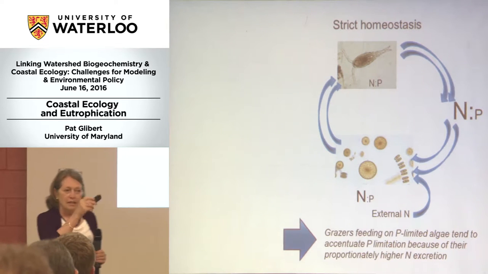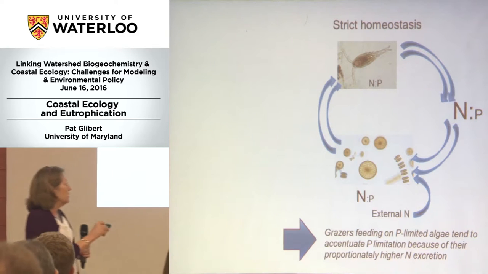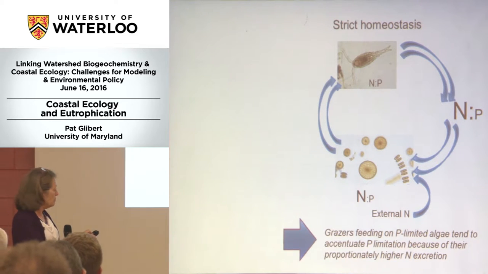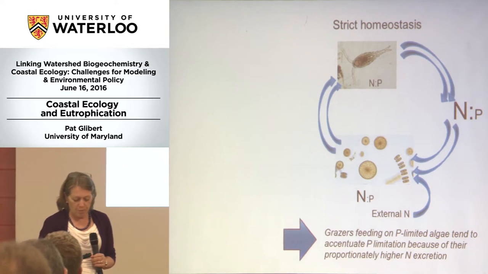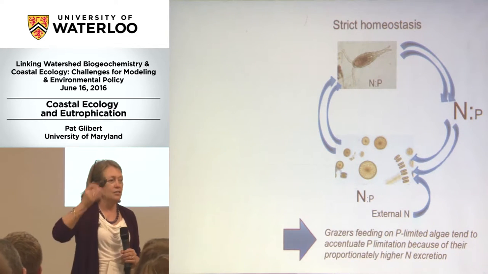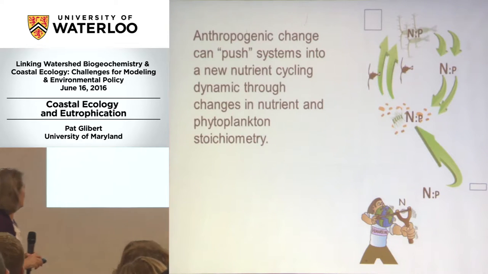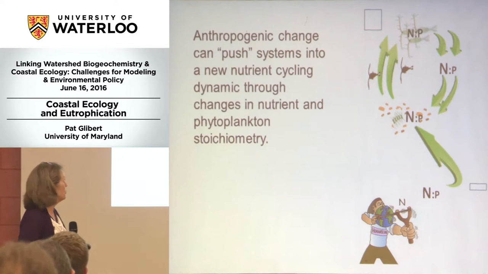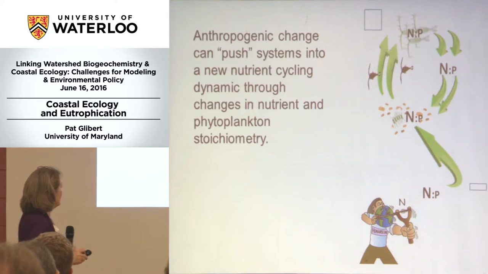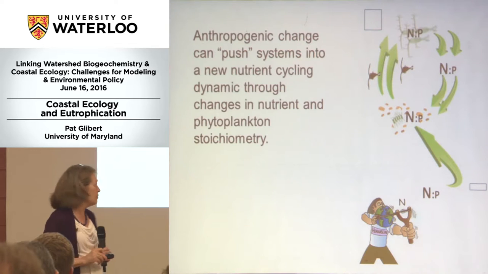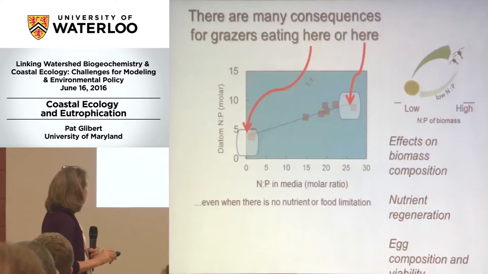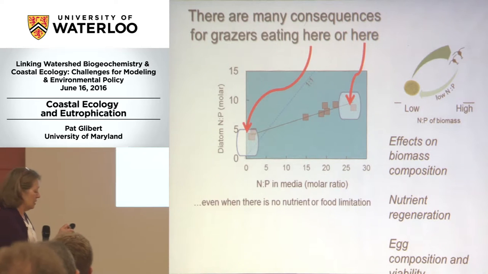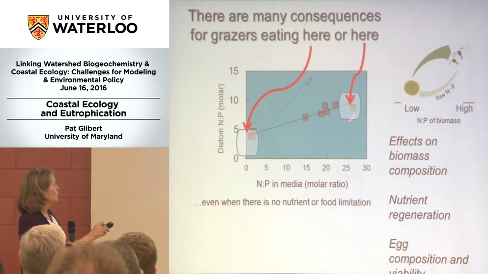And you keep doing this several cycles, and the grazers feeding on P-limited algae tend to accentuate P limitation because of proportionately higher N excretion. So it's self-perpetuating. So anthropogenic change can push systems into a new nutrient cycling dynamic through changes in nutrient and phytoplankton stoichiometry. So it matters, again, whether grazers graze here or here in terms of N:P.